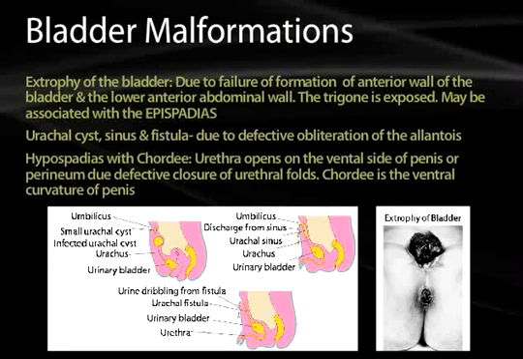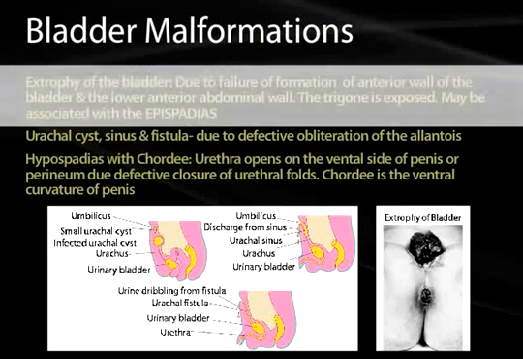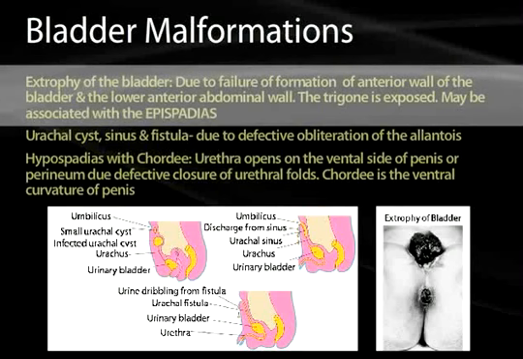There's a couple of malformations that are going to be possible because of the bladder formation, and one of the most serious of them is going to be exstrophy of the bladder, where there's an anterior wall folding problem that keeps the bladder on the external surface of the abdominal wall, and the trigone is going to be exposed. It's oftentimes associated with severe epispadias as well.